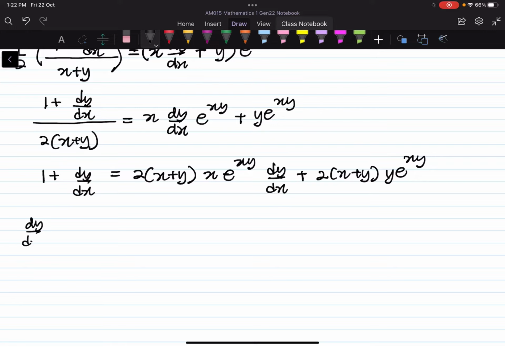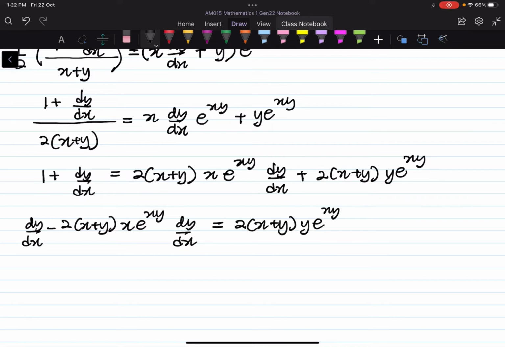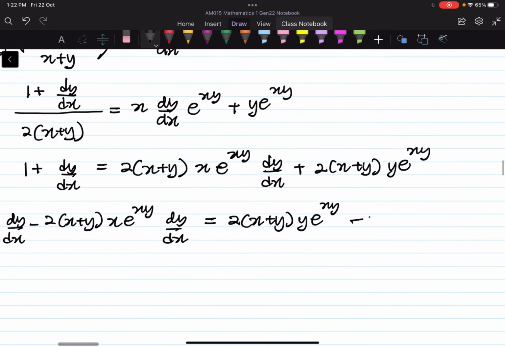The dy/dx, we bring the 2(x+y) x e^(xy) dy/dx to the left hand side here, and it becomes minus 2(x+y) x e^(xy) dy/dx, which is equals to 2(x+y) y e^(xy), and we bring 1 to the right hand side, minus with 1.